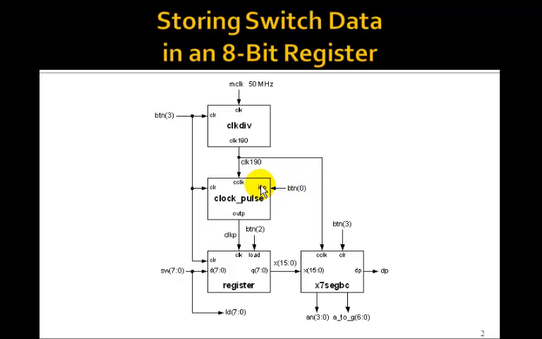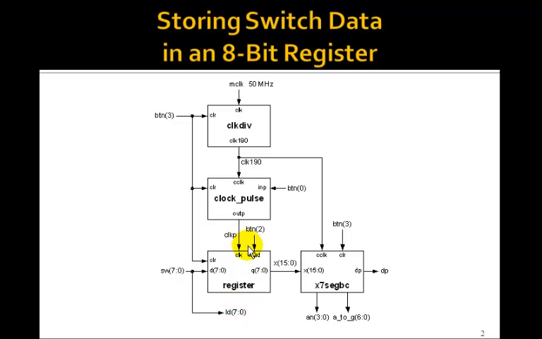So when we press button 0, we'll get a single clock pulse out of clock pulse, and we'll call this output clock P. Then the switches will have the 8 switches coming into this register D, and the output Q is going to get displayed on the 7-segment display. We'll display the switches on the LEDs.